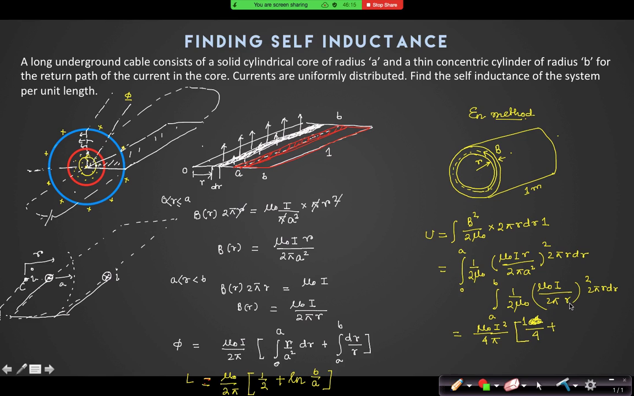And that will be, how much? Mu naught I square 2 pi r dr, ln of b by a. Yes, sir. So the earlier one was wrong. So if this is half L I square, I square gets cancelled out, 2 gets cancelled out. So L you will get mu naught by 2 pi into (1 by 4 plus ln b by a).